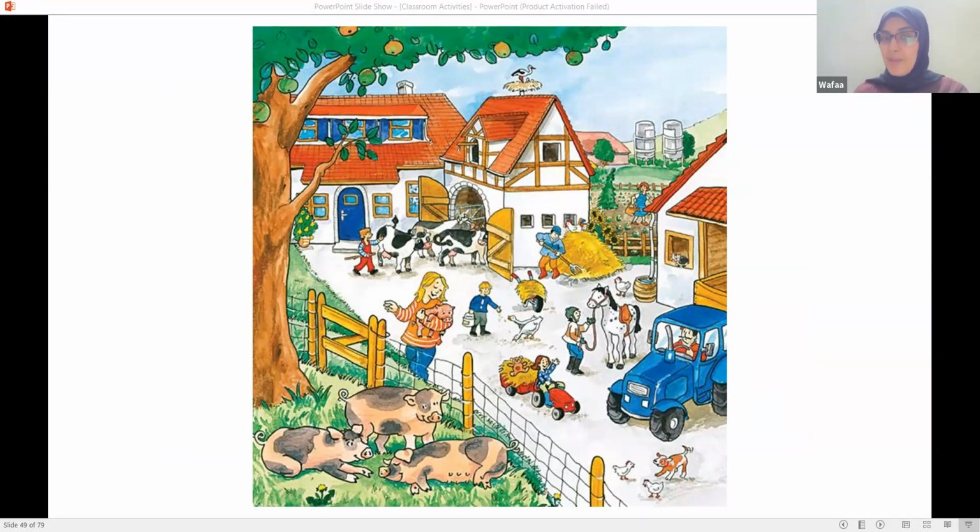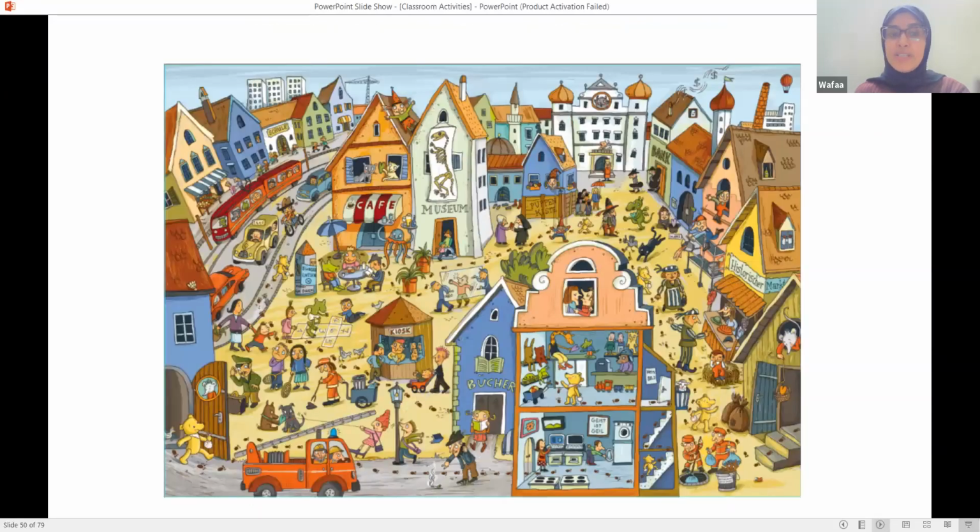That's very nice. Okay, in this one, I can ask them about the number of animals. How many houses are there? How many cows? How many ducks? What is the boy in blue doing? What is the man with the horse doing? And so on. A lot of questions, generating a lot of ideas and getting them interested in that. Oh my God, this is a crowd picture. What kind of questions can we ask here?